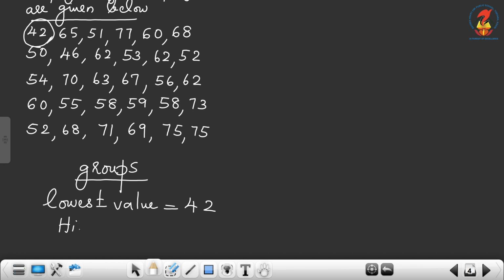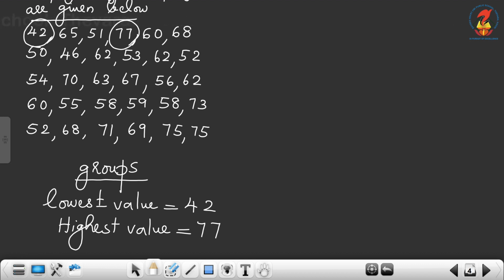Then find out the highest value, or the highest observation. Which is the highest observation? Here you can see that 77 is the highest value. So the lowest observation is 42 and the highest observation, or the highest value, is 77.